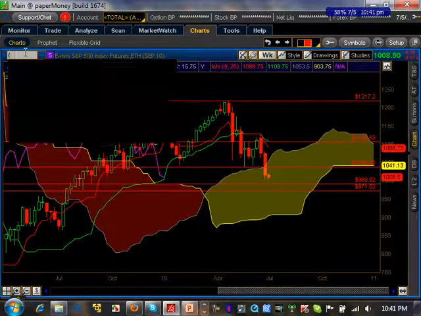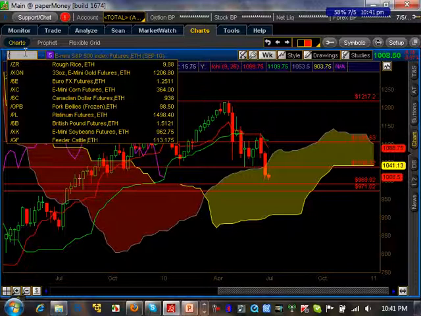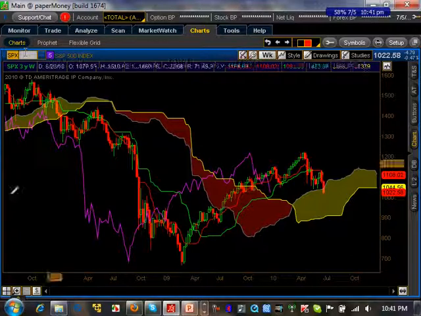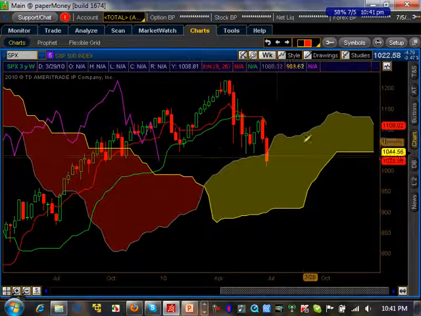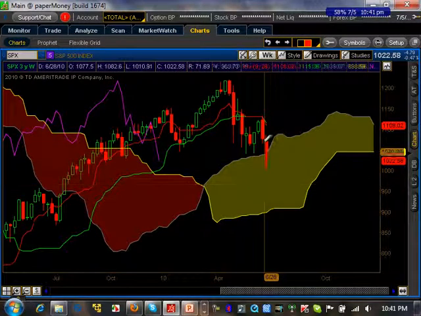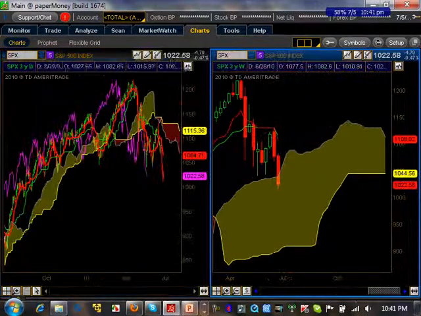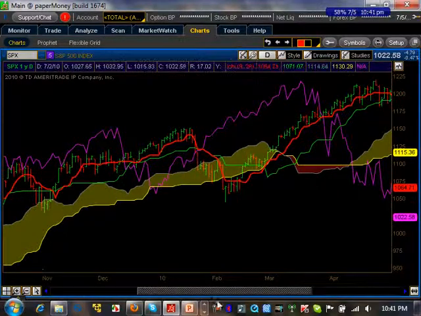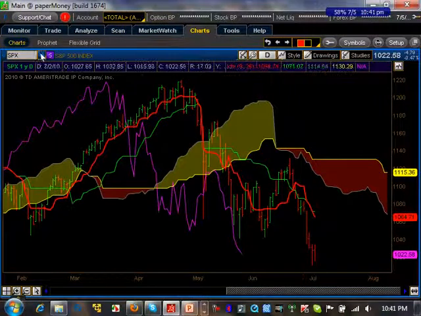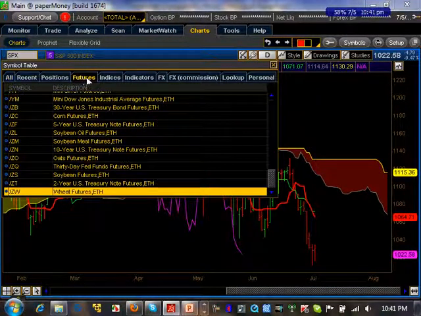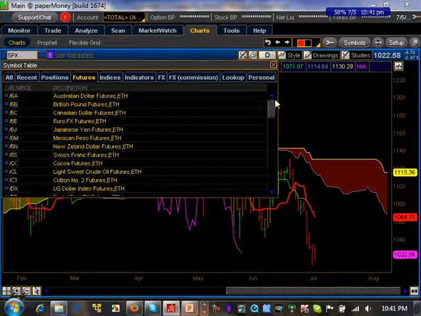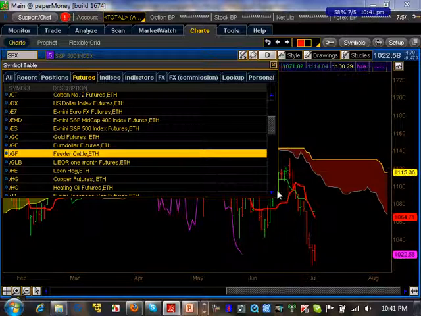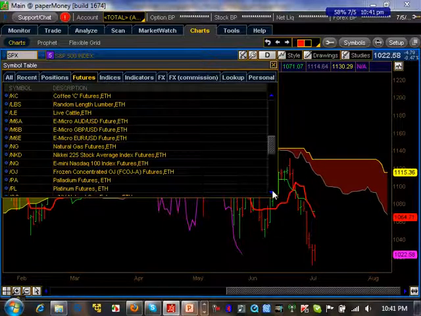Okay, let's go look at the SPX. If you look at it, it's pretty much the same scenario. We're in the cloud now on a weekly time frame. It looks the same as the E-mini S&P futures, and same scenario here on the SPX. Okay, let's go look at something else. We're going to flip through some of the futures here.